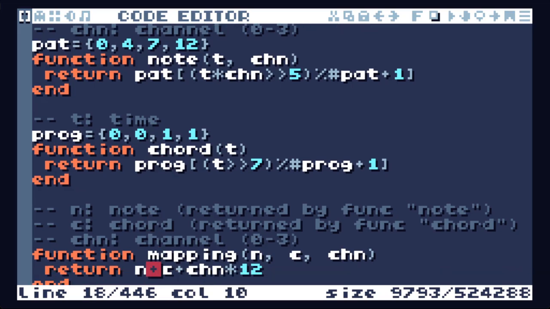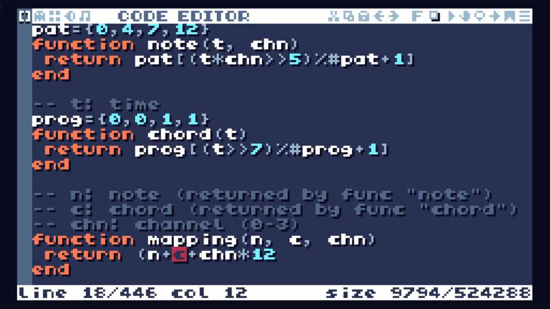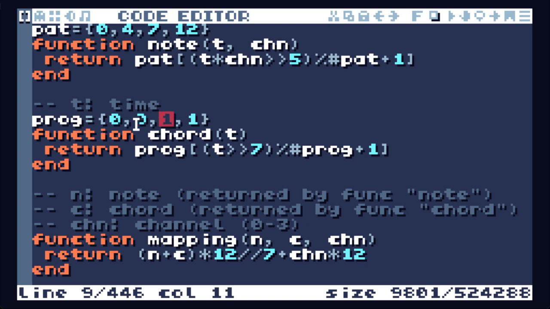So we're going to go to the mapping function, and then we're going to multiply the note numbers with the values written by the chord function, multiply that by 12 and divide by 7. And let's see what we get. Let's turn off the chord progression for a while, and let's see what we get.